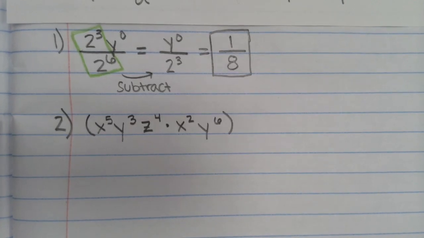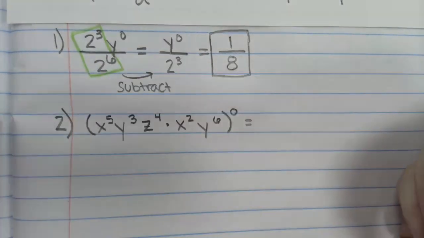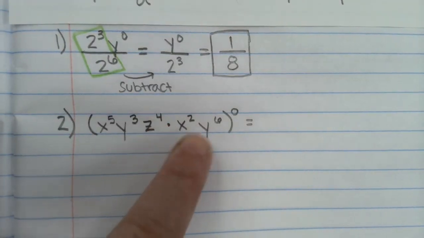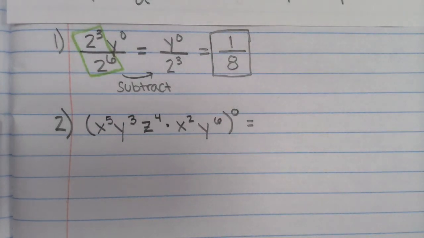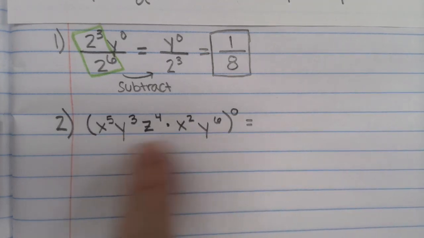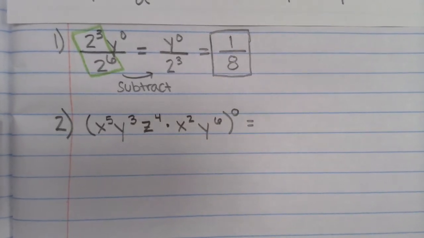Okay, so in parentheses, x to the 5th power, y to the 3rd power, z to the 4th power, times x squared, y to the 6th power. And then it's going to be all taken to the 0 power. So as we look at this, there's lots of things to simplify. Which are some of the bases we could put together? The y's and the x's. And we'd say, okay, we have 5 x's and 2 x's. So how many x's together? 7. How many y's together?